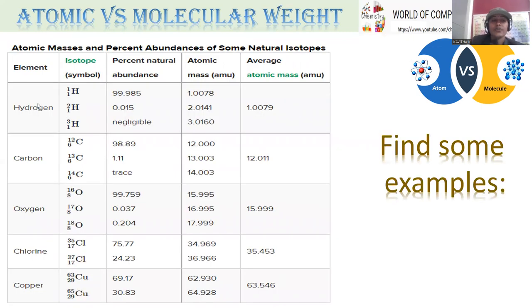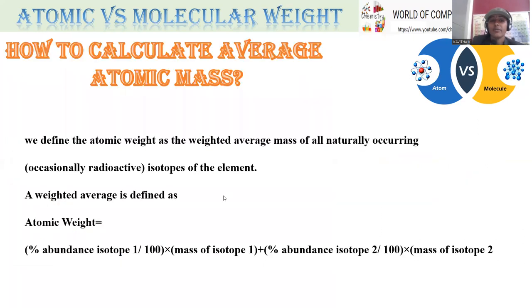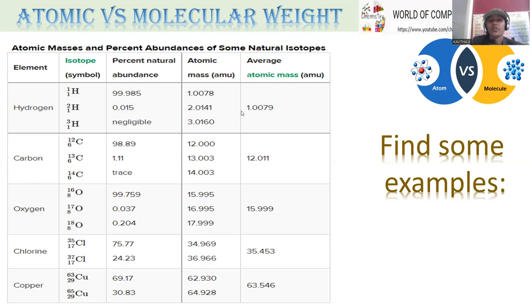Now let us see hydrogen. For example, hydrogen exists in three different isotopic forms. One is called protium, second is deuterium, third is called tritium. Their percentage abundance is provided over here: 99.9% protium, 0.01% deuterium, and a trace amount of tritium. Their atomic weights are provided over here in atomic mass units. When we take the average by using the same formula, it is calculated as 1.0079 average atomic mass.